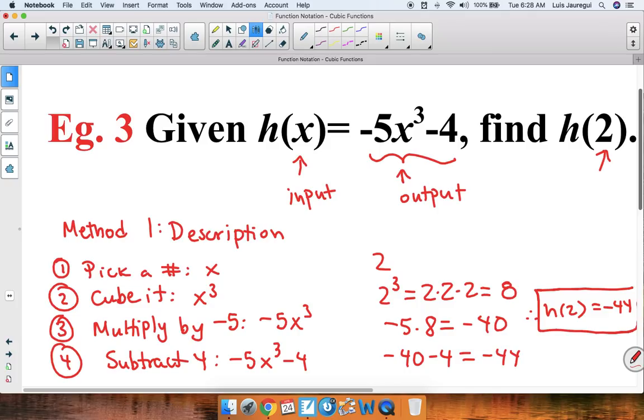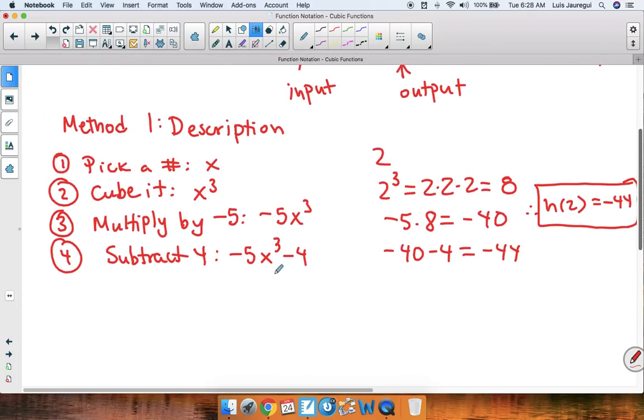Now let's double check our work here. In order to double check our work, let's use a second method. Method 2, also known as the substitution method. So we're going to substitute in 2 for every single x that we find into the original function. So the original function is defined to be h of x is equal to negative 5x cubed minus 4.